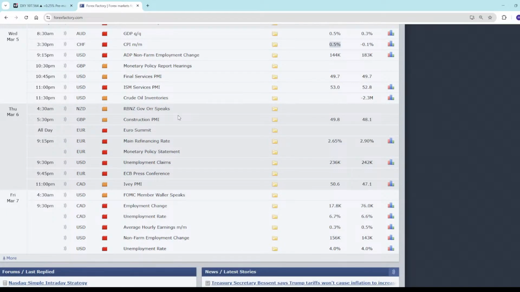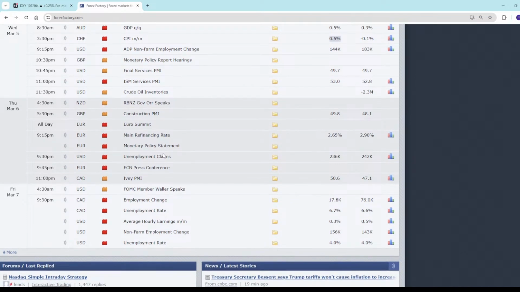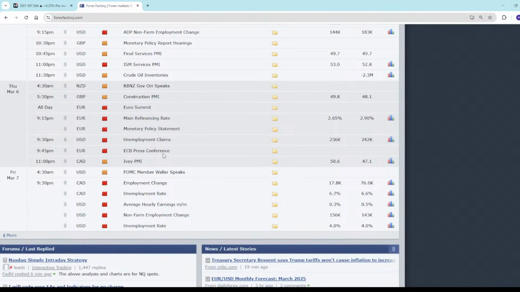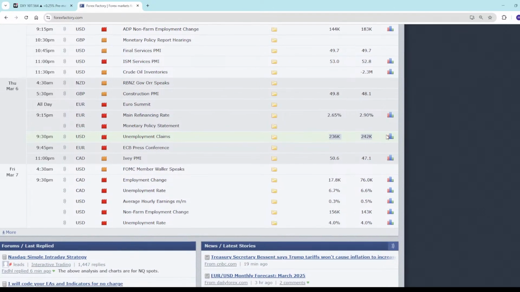On Thursday, we have RBNZ's governor speaking, UK's construction PMI, and Eurozone, we have the Euro Summit, main refinancing rate, monetary policy statement, and US unemployment claims. Eurozone, we have ECB press conference as well, and Canada's Ivey PMI. Oh yes, for US unemployment claims, it's expected to be lower than previous.